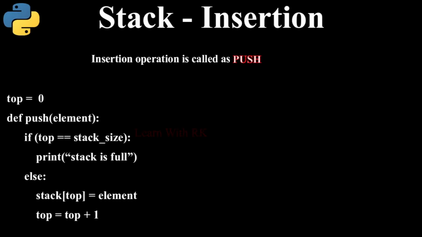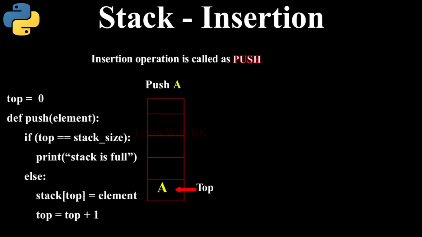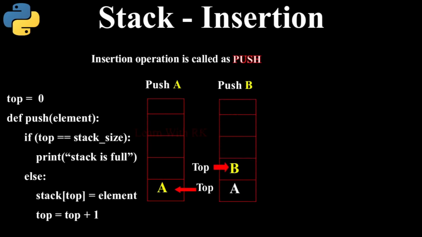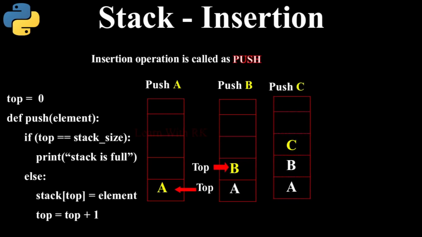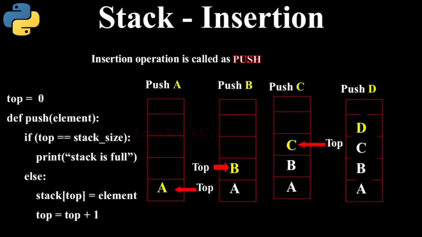Let's try to understand the push operation by pushing a few characters into the stack. First, I'm pushing the character A into the stack and the top is pointing to A, and then I'm pushing the character B. Now the top will be pointing to B, and I'm pushing the character C, and then finally D. Now the top is pointing to D.